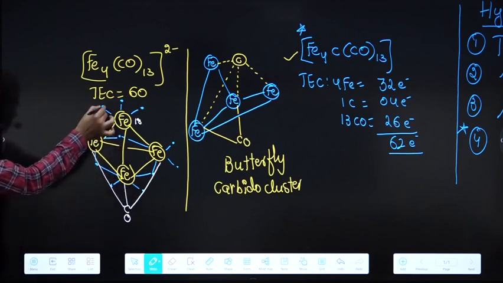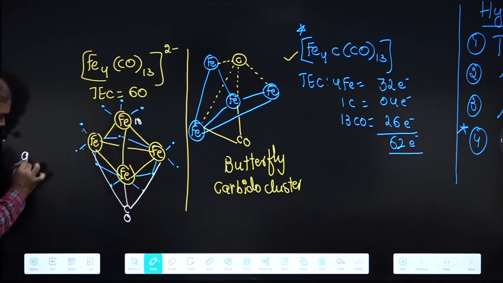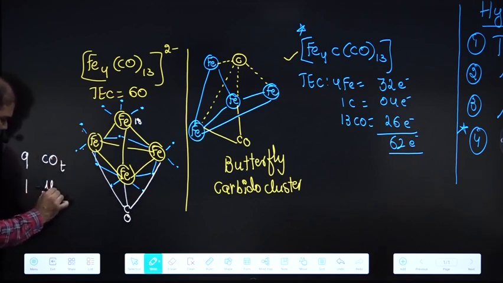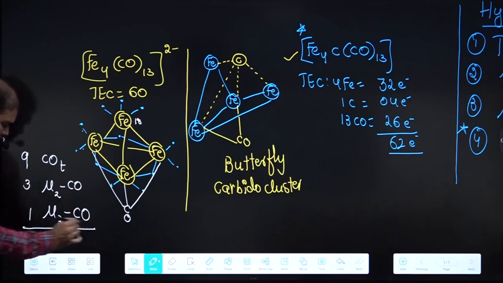Altogether, how many terminal carbonyls are there? 3, 4, 5, 6, 7, 8, 9. 9 terminal carbonyls. 1 triply bridging carbonyl. Sorry, doubly bridging are 3. So 9 plus 3 plus 1, altogether 13 carbonyls.